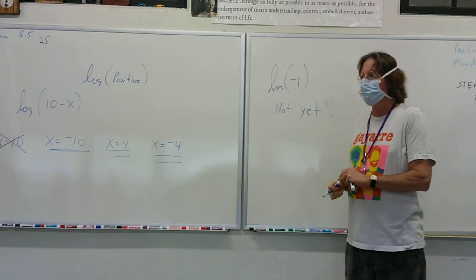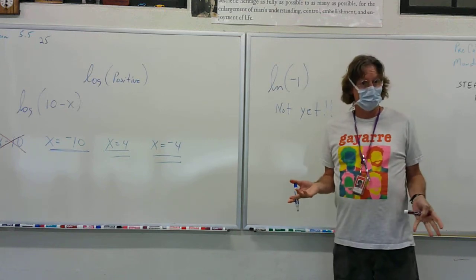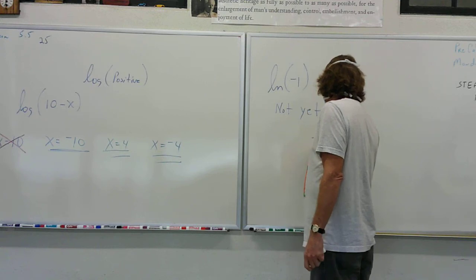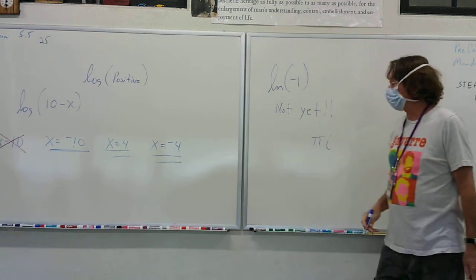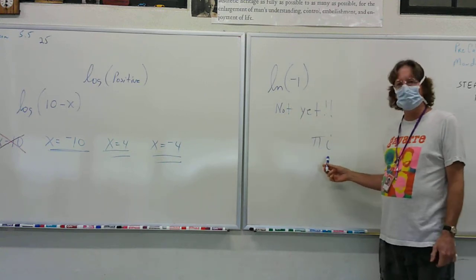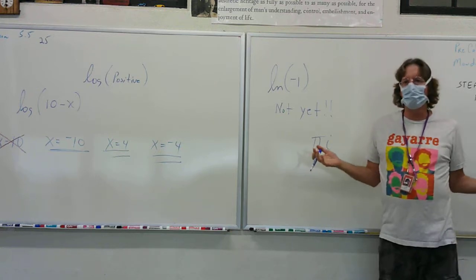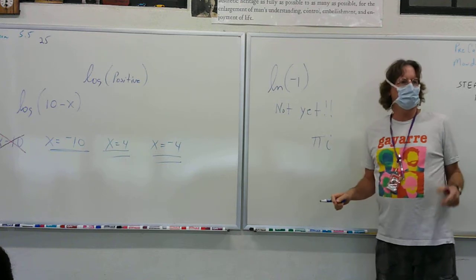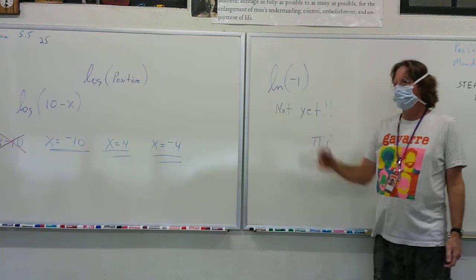It's like square roots of negatives. Now, to be honest, that equals pi times i. That's what the natural log of -1 equals. It equals pi times i. But we're not doing any i's. We're not doing those complex numbers. So for right now, always check your work.